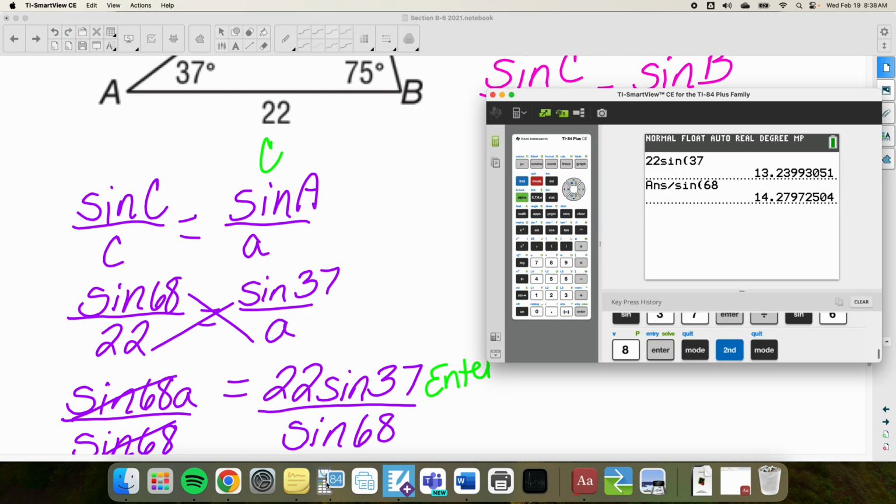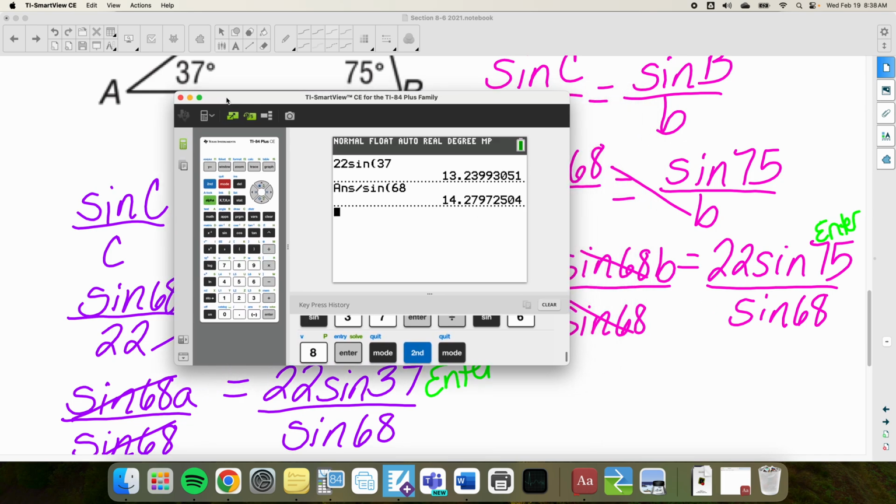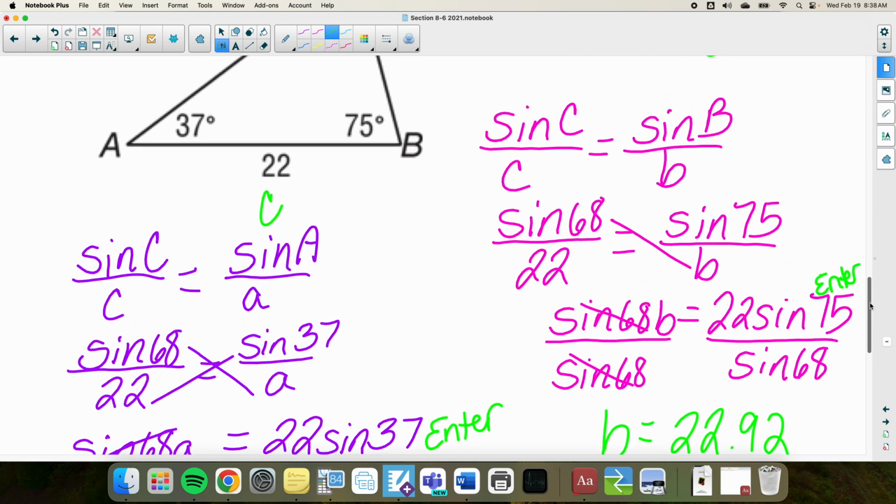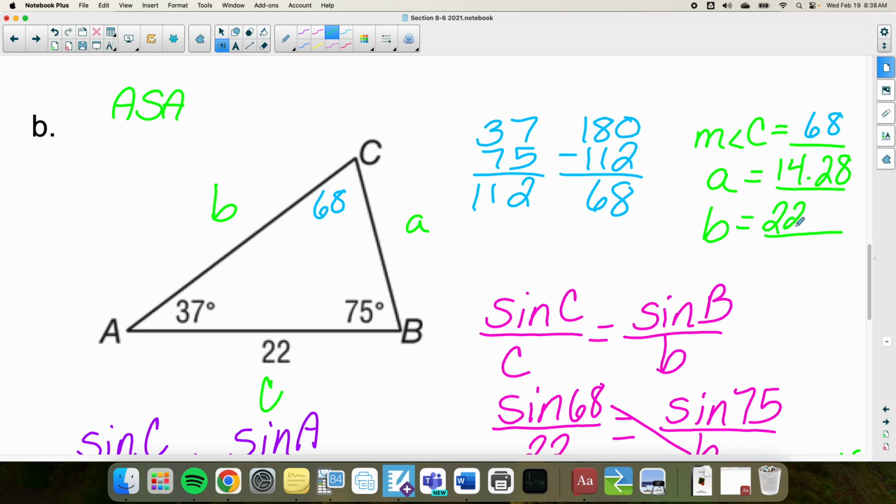So if we try to do that, if I do 22 sine 75, enter, divide by sine 68. Did you guys get 22.92? Does that sound right? Yeah. 22.92. Okay, and then that would go here. And those are your three.